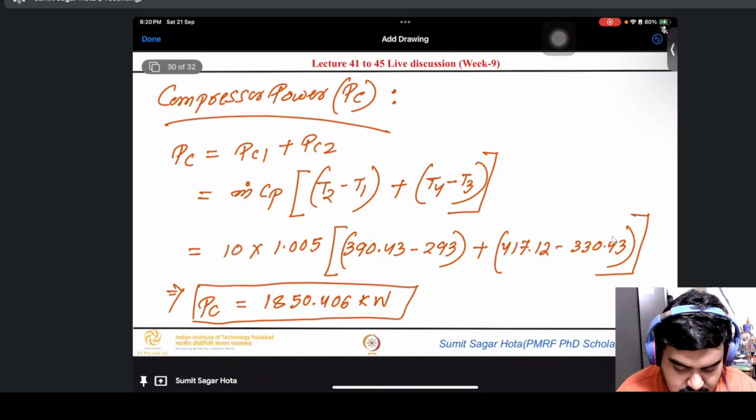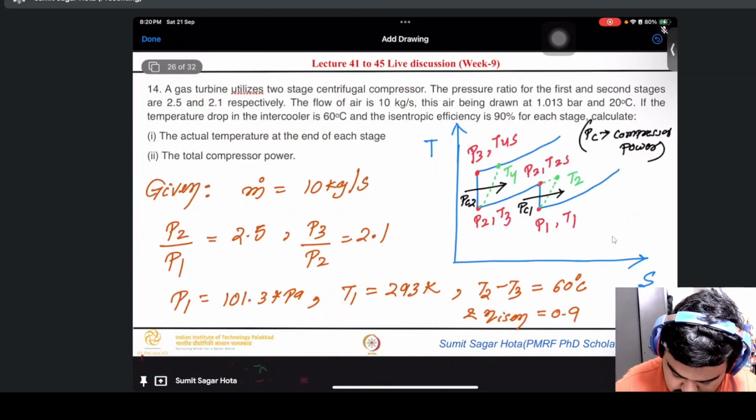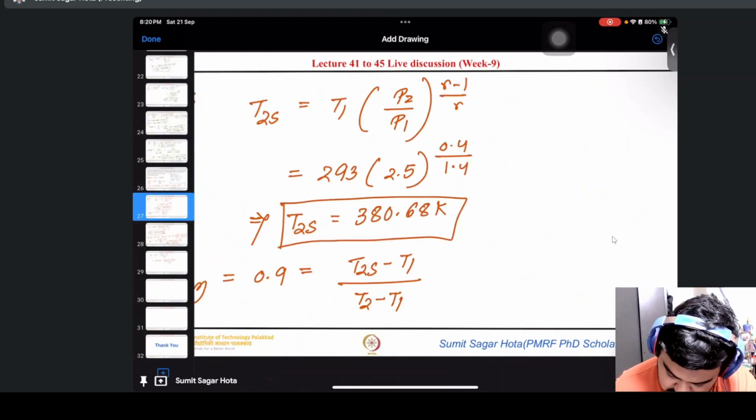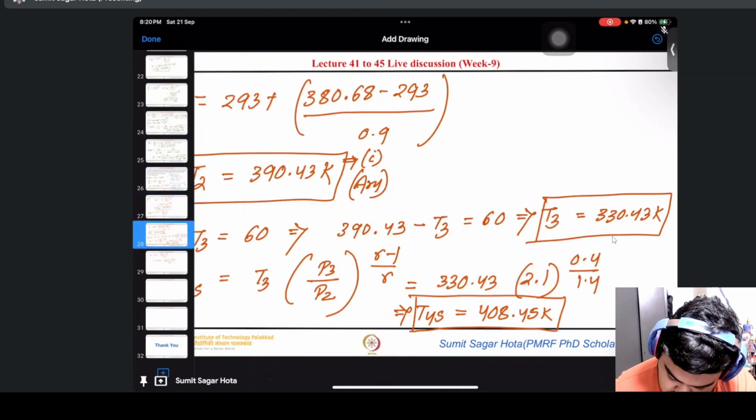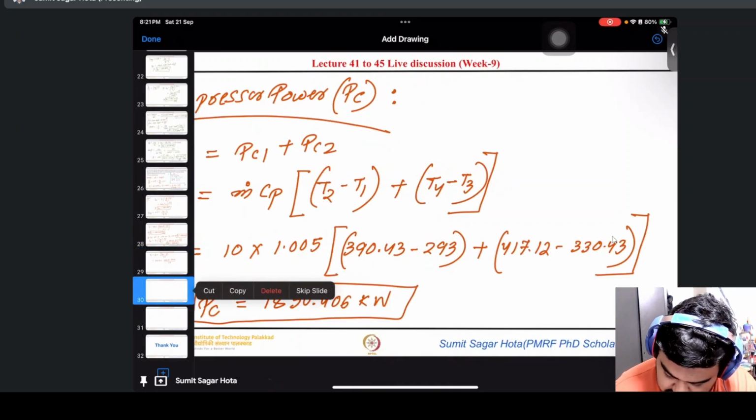In the question it is actually asked for the actual temperature at the end of each stage. End of the stage means you need the temperatures T2 and T4. T2 and T4 are already found out, and we also found the compressor power. So this is your answer. Then T4s, T4 is also your answer. Next, this is your answer.